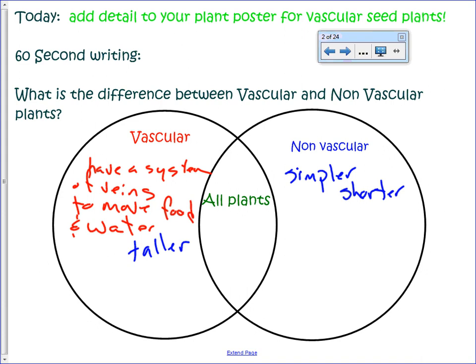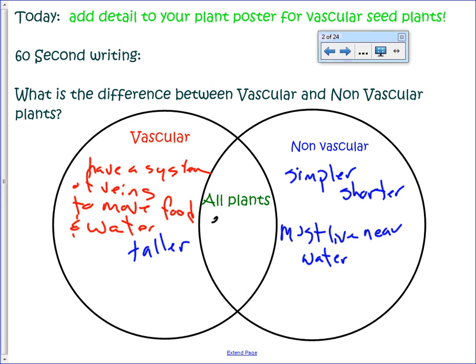What else? They need to live near water. So non-vascular plants must live near water because they don't have a true system of roots and stems and leaves to transport the water. So they have to live near their water source. Excellent.